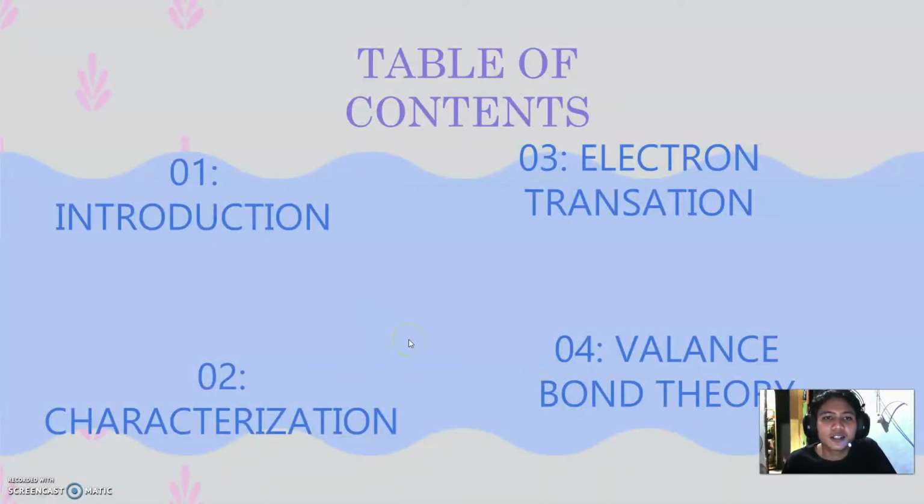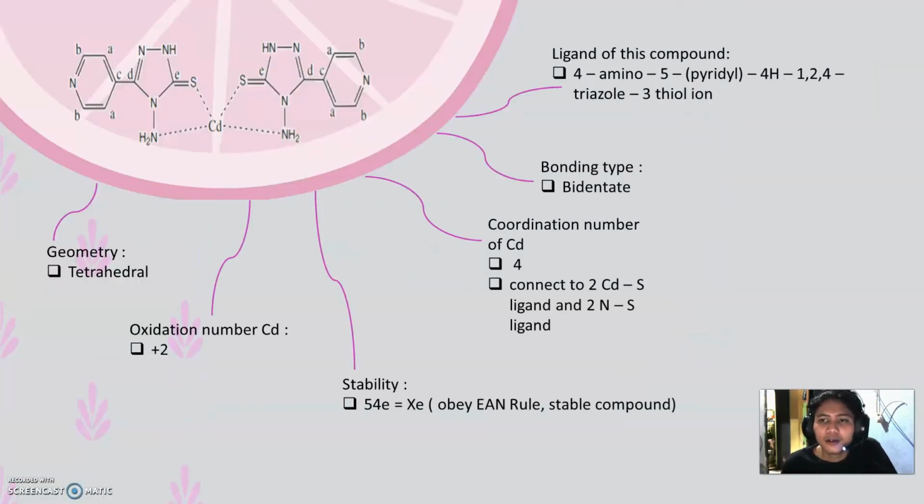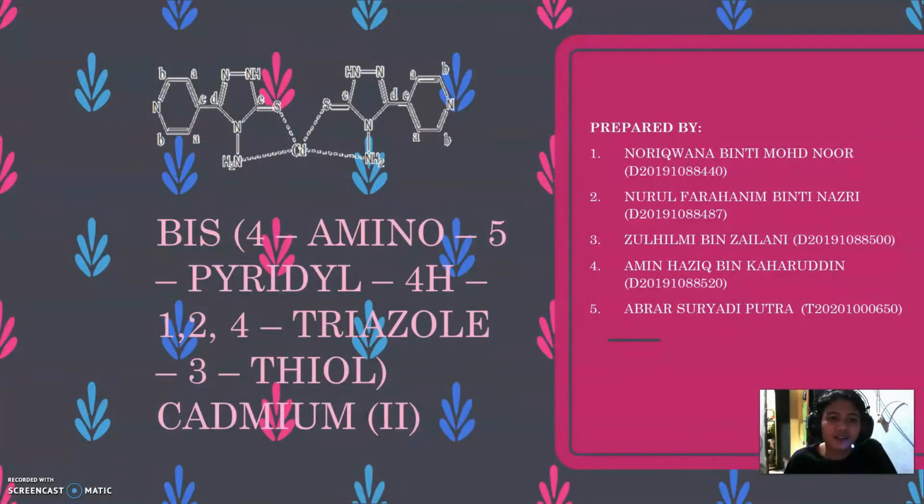The table of contents of our slide is first introduction, second characterization, third translation, and fourth valence bond theory. Introduction. We choose the complex, namely bis(4-amino-5-pyridyl-4H-1,2,4-triazole-3-thiol) cadmium.